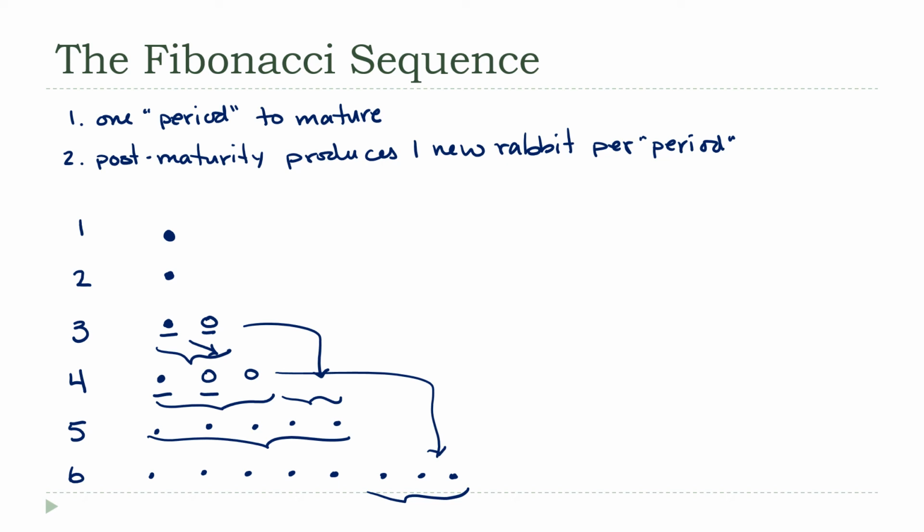This gives us the recursive definition of what's commonly called the Fibonacci sequence. a sub n is equal to a sub n minus 1, that's the generation back, plus a sub n minus 2. These are the existing rabbits, and these are the new rabbits from the now mature members of the population.